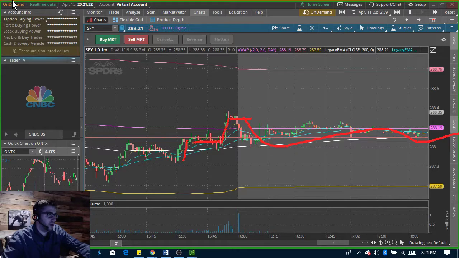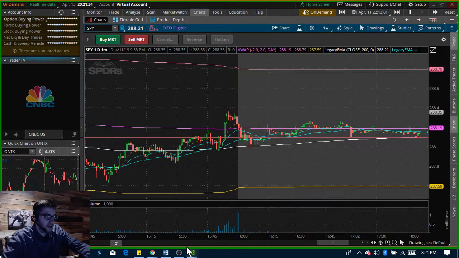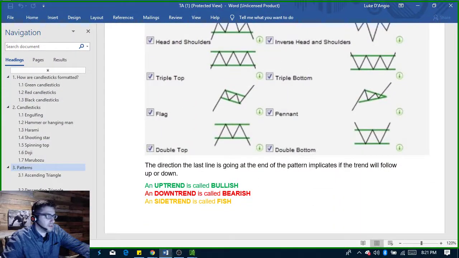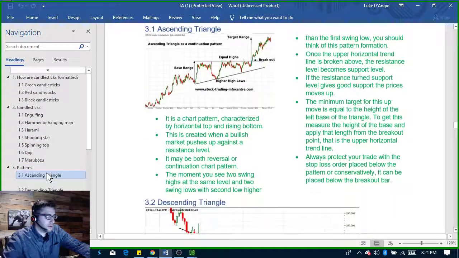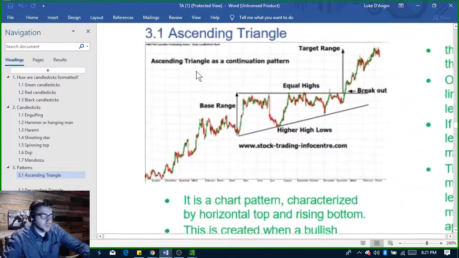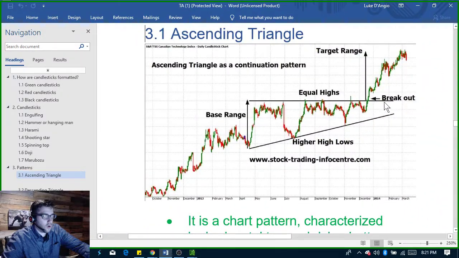But I want to move on. I think we got the concept of bull flags down, and we'll go to the ascending triangle. This is one of my favorites. Ascending triangle almost always has a break. Always, always, always. Not always. I would say a strong ascending triangle on a strong stock with good volume will almost always break out to the upside.